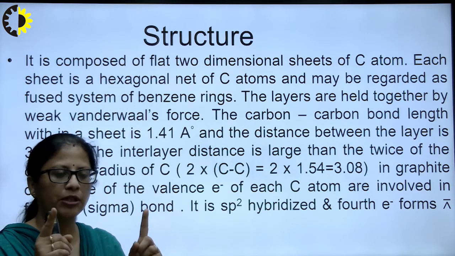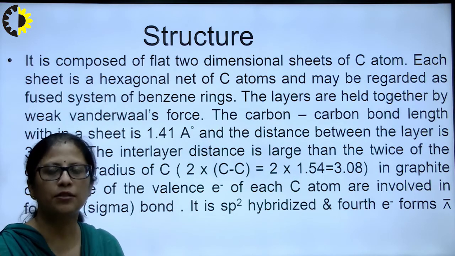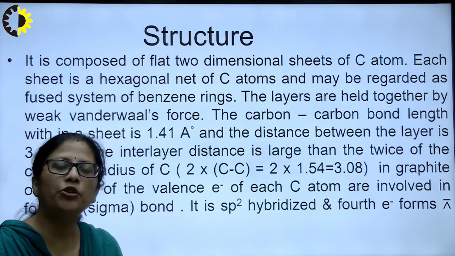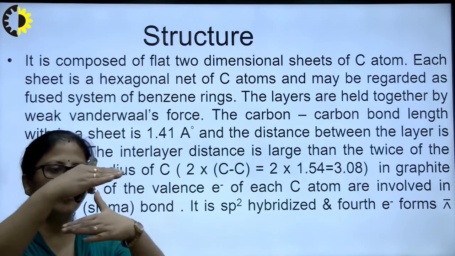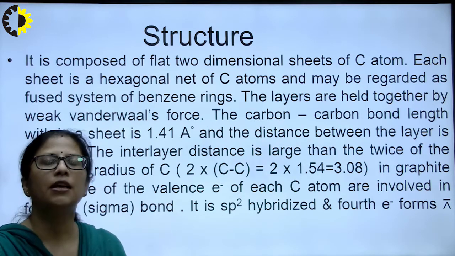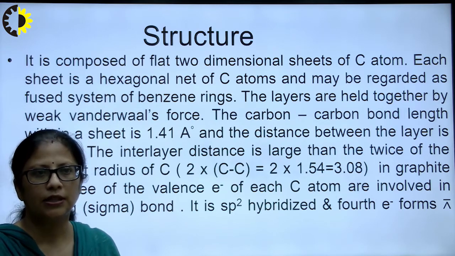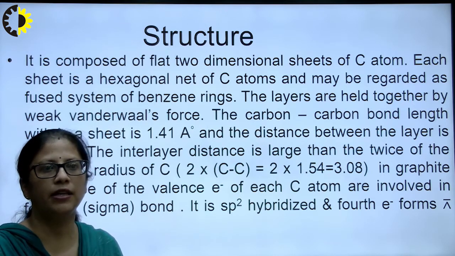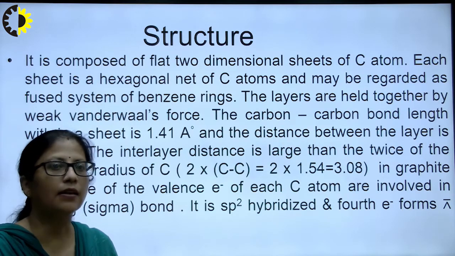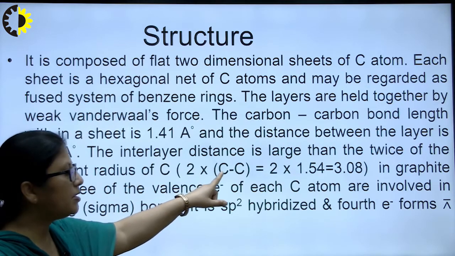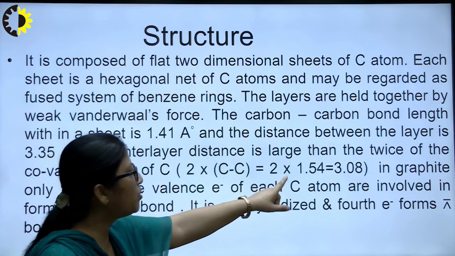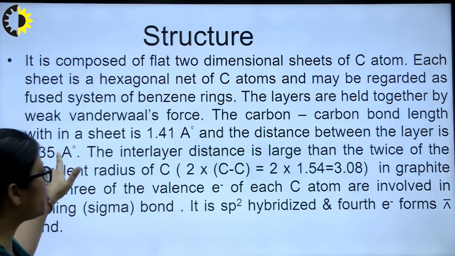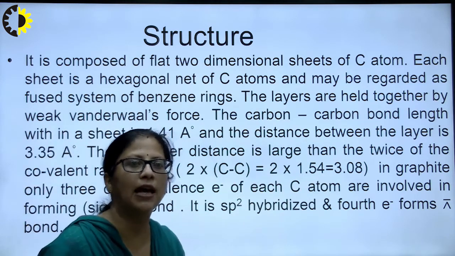The distance between the two carbon atoms is 1.41 angstrom, and the distance between the sheets, or the adjacent layers, is 3.35 angstrom. The interlayer distance is larger than twice the covalent radius of carbon. That is, 2 into the carbon single bond distance, 2 into 1.54, is equal to 3.08, and this distance 3.35 angstrom is greater than this 3.08 angstrom.